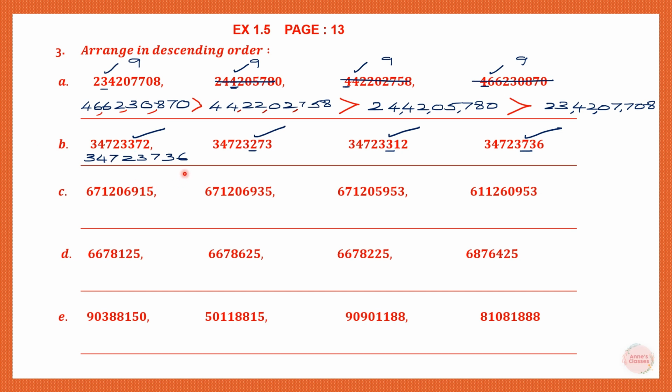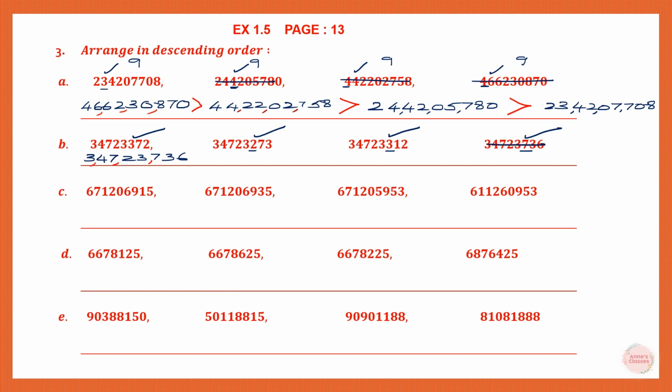So let's put commas in the right place. Ones, tens, hundreds, we put a comma here. Then we have 1000, 10,000, a comma there. Then we have lakh, 10 lakh, a comma, and then we have crores. That means this is 3 crore 47 lakh 23,736. So we finished writing this number.